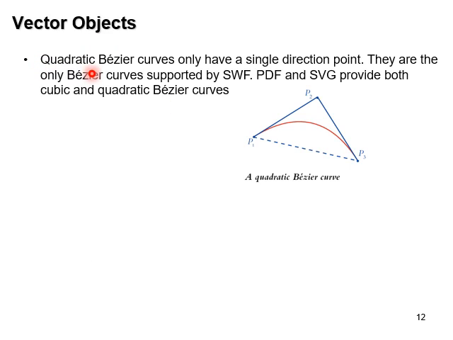We have also what's called the quadratic Bezier curve, and in quadratic Bezier curves we only have a single direction point. So we have 2 end points and 1 direction point. So you click on this point, then you click on this point, and then click on this point, and you get a curve that is like this. It's tangent to this line at P1 and tangent to this line at P3, and in between it has a perfect curve. The quadratic Bezier curves are actually the only Bezier curve supported by the SWF that gets used to make Flash movies. PDF and SVG provide both cubic and quadratic Bezier curves.